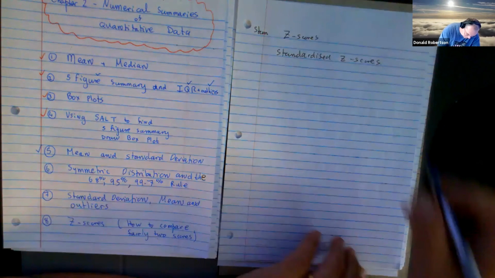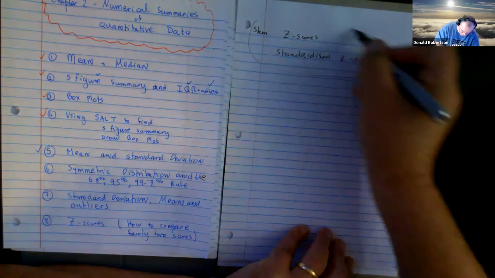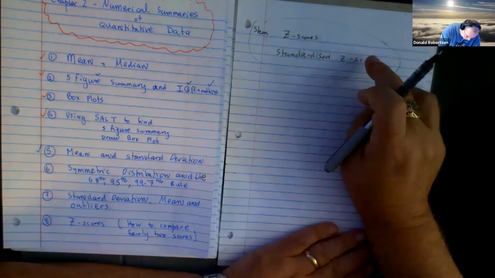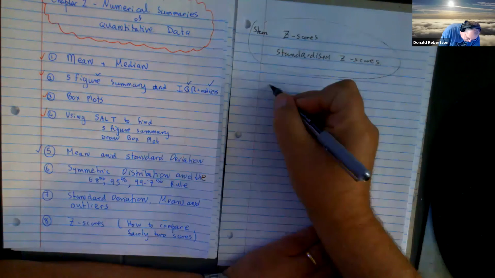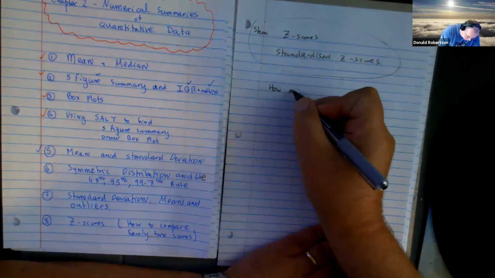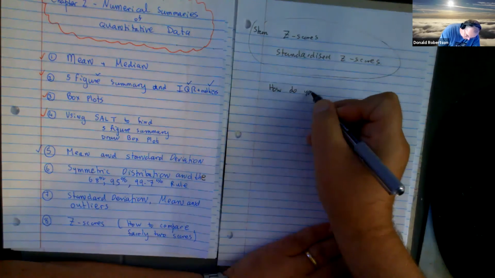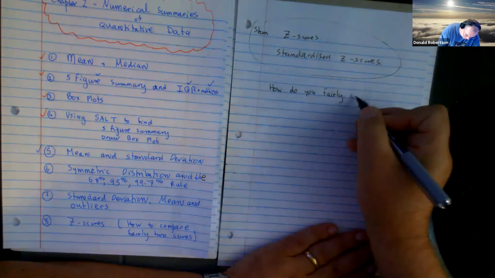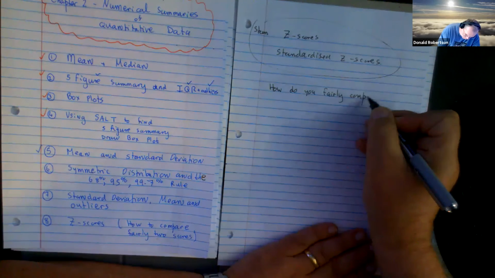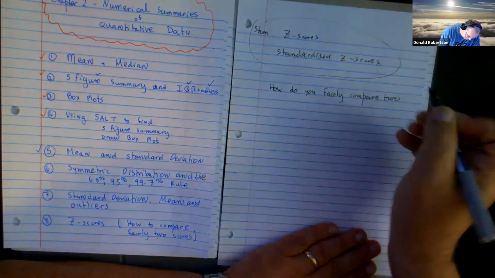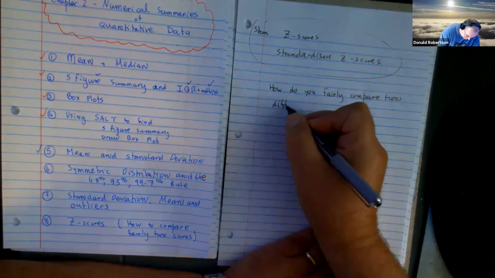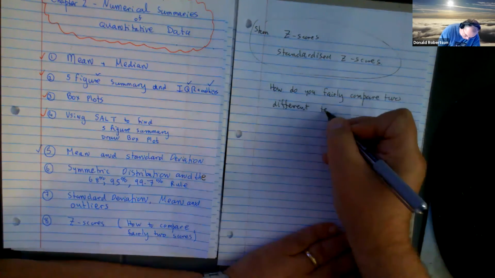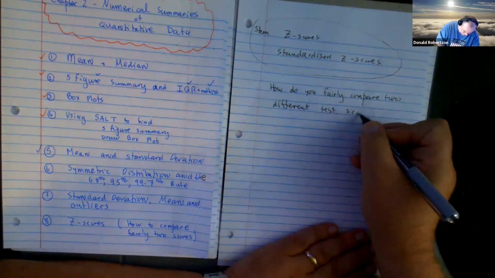So let me give you a story and then we'll come back to these guys, because the story is going to be directly related to things called Z-scores. And the story is, how do you fairly compare two different test scores? So here's my story.